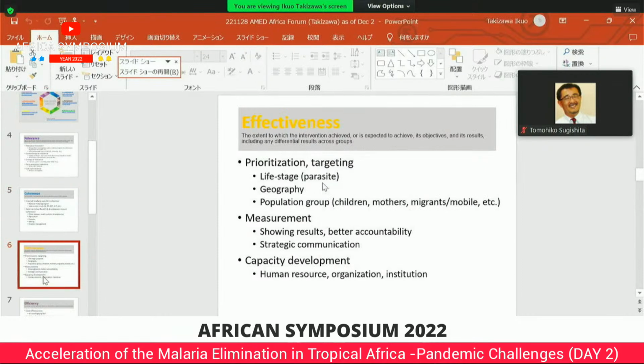And then the issue of effectiveness. In order for the intervention to be effective, there should be better prioritization and targeting. Also, the effectiveness has to be measured to show the results, for the reason of better accountability, and also for strategic communication with the stakeholders. And as a development partner, we are also looking into effectiveness in terms of capacity development, whether the human resources, organizational capacity, or institutional capacity is developed through the interventions, the local, the country capacities.